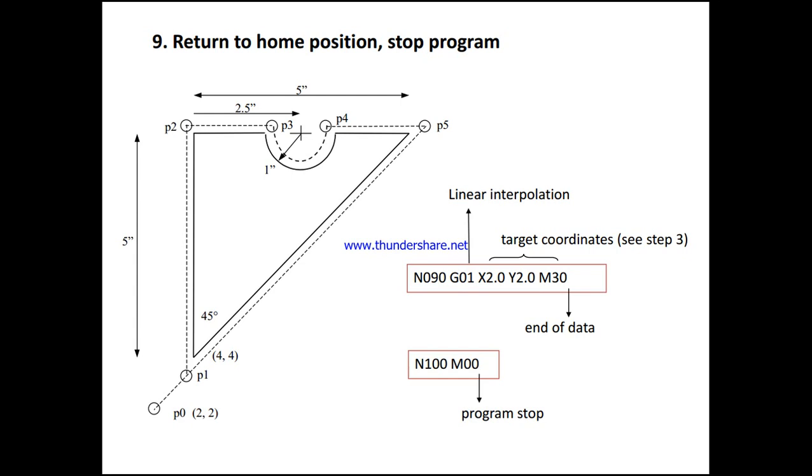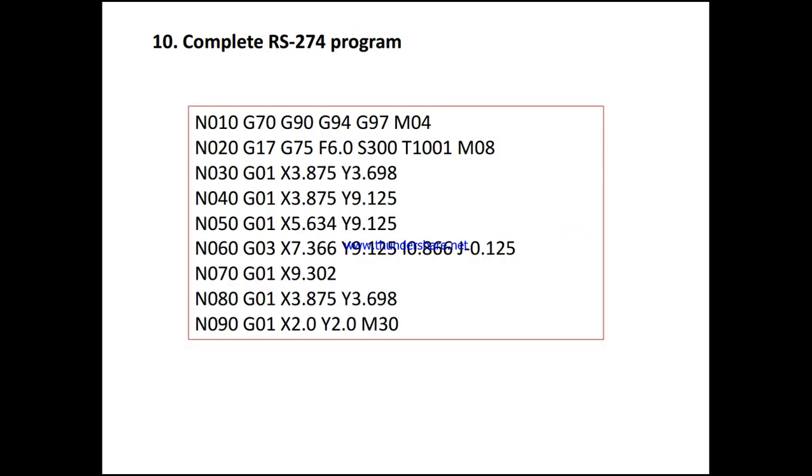Next, return to the home position and stop the program. So N90 and G01 linear interpolation, and x is equal to, y is equal to, M30, end of the data, that is M00, the stop of the program here. So this is how we have to do the programming for this. The complete programming, that is all the N10, N20, 30, 40, 50, 60, 70, 80, 90, are the different sequence of operations. All these coordinates with respect to the above profile can be done in this way. So this is what we have.